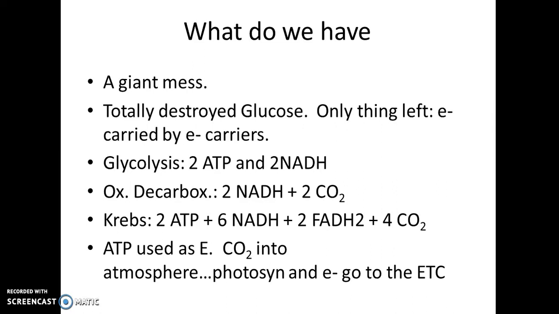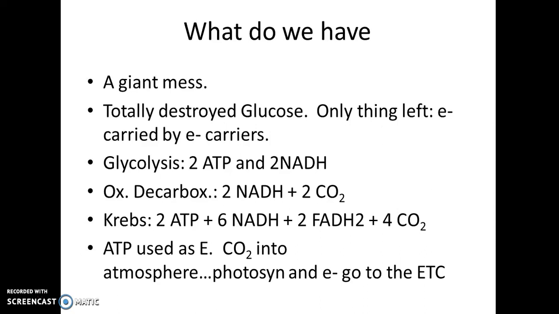In glycolysis, we end up with 2 ATP and 2 NADHs. In oxidative decarboxylation, we end up with 2 NADHs and 2 CO2s. In the Krebs cycle, we end up with 2 ATPs, 6 NADHs, 2 FADH2s, and 4 carbon dioxides. The CO2 goes into the atmosphere, probably goes to photosynthesis, which we talked about prior, so they can make oxygen so that we can do aerobic respiration. It's a giant cycle. It's so beautiful. The ATP, and we only have 4 ATP produced there, is used as energy. Good.